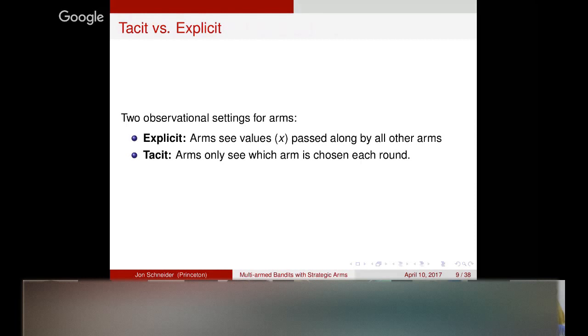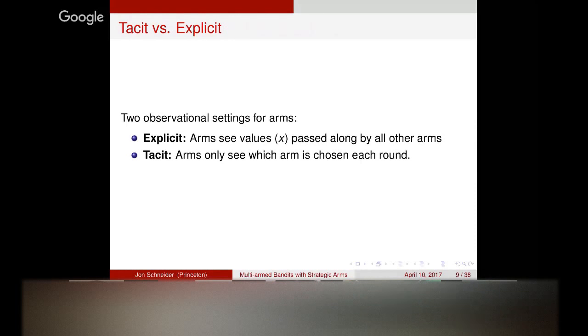The strategy is not just any policy, including crazy policies. Like threats are allowed. Yeah, threats are allowed. And threats are very powerful in the explicit model, which is why it's less interesting. In the tacit model, the arms can't communicate between themselves as directly, so it's a lot more subtle. And there, that's where you'll rely on the fact that you're actually using a low regret algorithm.